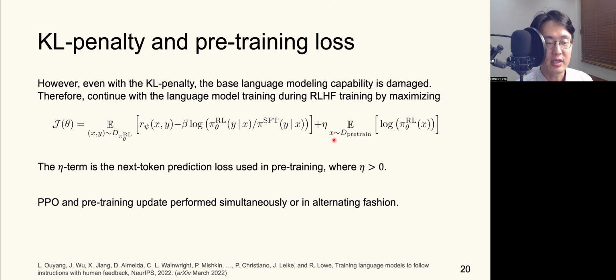And this is x coming from the pre-training data set, and we maximize the log probability. This third term is simply the next token prediction loss. This loss is what you use in pre-training. So the meaning of maximizing this loss function J is to perform RLHF and continue to do the pre-training on the pre-training dataset. Because pre-training is the process that teaches the language model to produce coherent language, by incorporating this term, we can prevent the language model from losing the language capability.